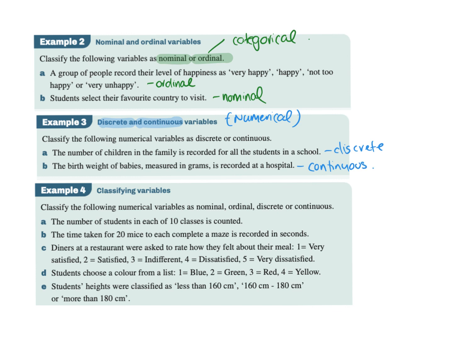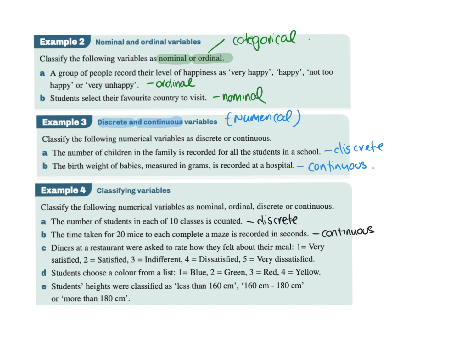Awesome. All right, so now I think we have a little bit of a jumbled up one. We have to classify them in the final category, so either nominal, ordinal, discrete, or continuous. Okay. The number of students in each of the 10 classes is counted. So what do we think that is? Numerically discrete. Yeah, it's discrete. So my class, I've got 23. Miss Michaela's class, 24, so we counted. Okay, the time taken for 20 mice to each complete a maze is recorded in seconds. Continuous. Yeah, good. It's numerical, isn't it? And it's continuous because we measured it.